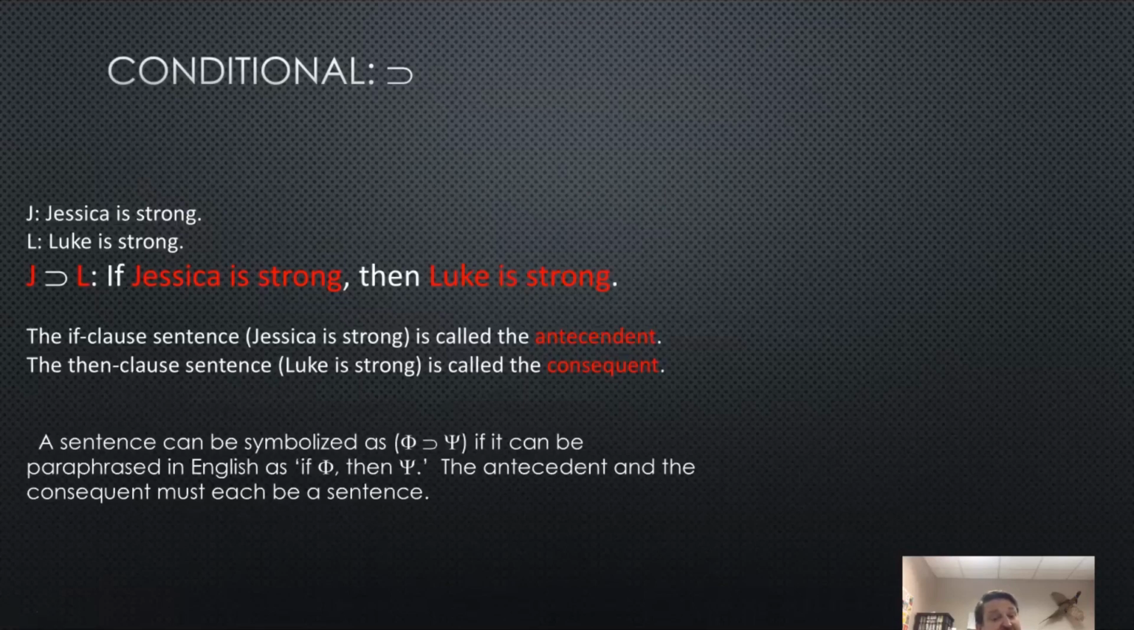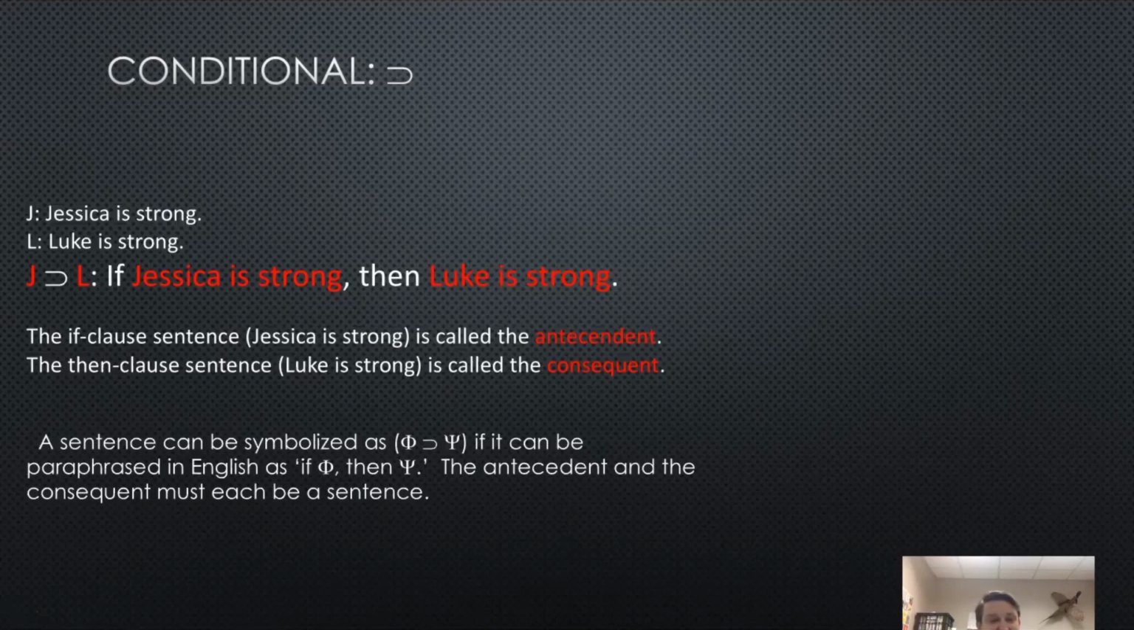So when we talk about conditional sentences, we're going to refer to the if clause sentence, Jessica is strong, as the antecedent. And we'll refer to the then clause sentence, Luke is strong, as the consequent. In other words, the antecedent is what comes before the horseshoe, before the conditional symbol, and the consequent is what comes after. And essentially what this is saying is that in any situation where that antecedent is true, then the conditional has to follow.